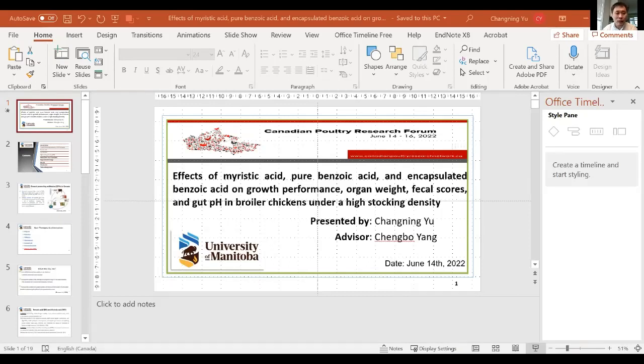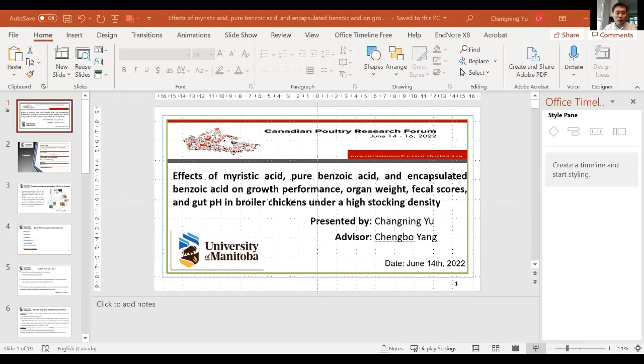So the Chicken Farmers of Canada has banned the preventative use of category 2 and 3 antibiotics. However, the removal of antibiotics can result in compromised growth performance and risk of animal disease. With increasing public pressure to remove growth promoting antibiotics, reliable and effective antibiotic alternatives are urgently needed. Recently, there are several alternatives, including enzymes, probiotics, prebiotics, plant extracts, essential oils, immunostimulants, and organic acids.